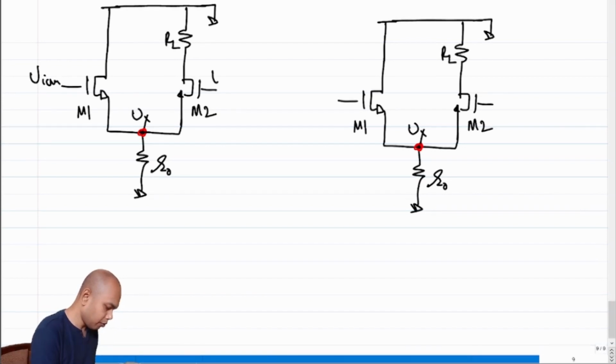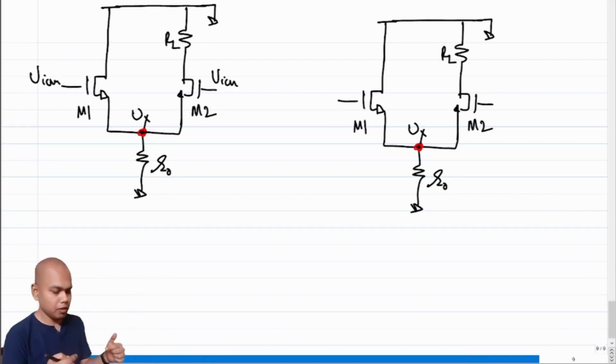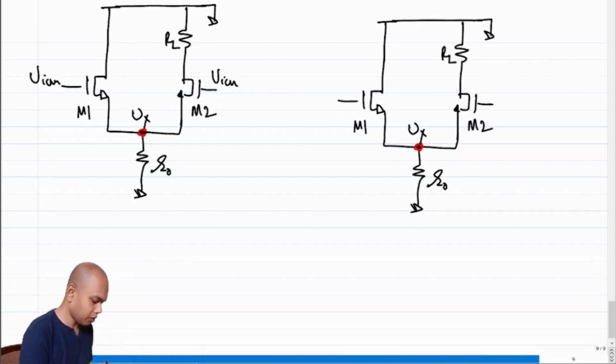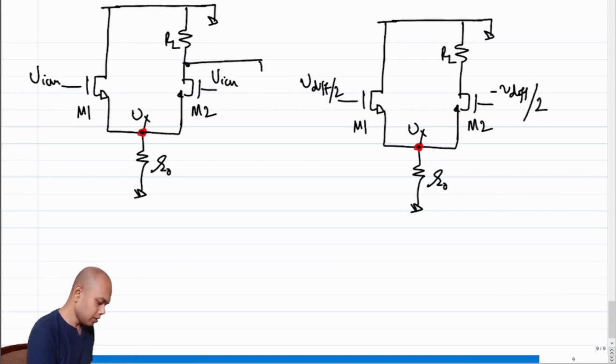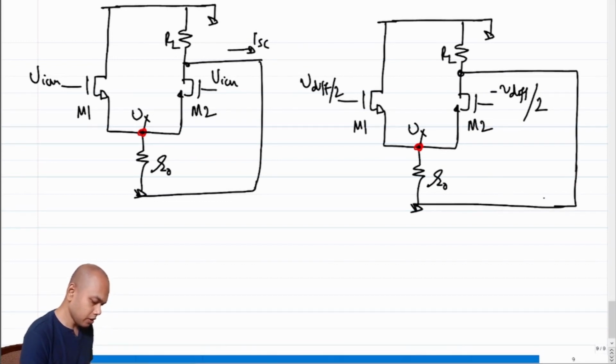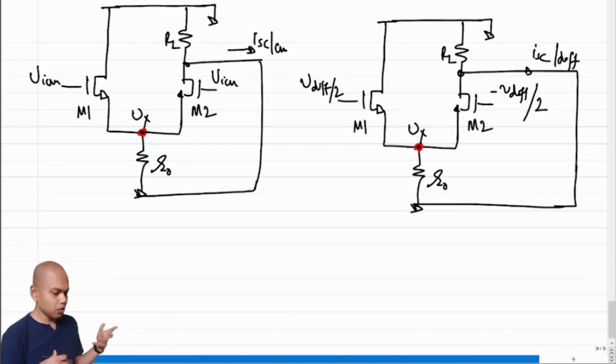We have to apply a common mode input VICM on both the inputs of M1 and M2, and a differential input, VDiff by 2 and minus VDiff by 2, and then we can find out the short circuit currents. We can find out ISC for common mode and ISC for differential mode. So this is CM, this is diff, right? And then we can do all sorts of things.